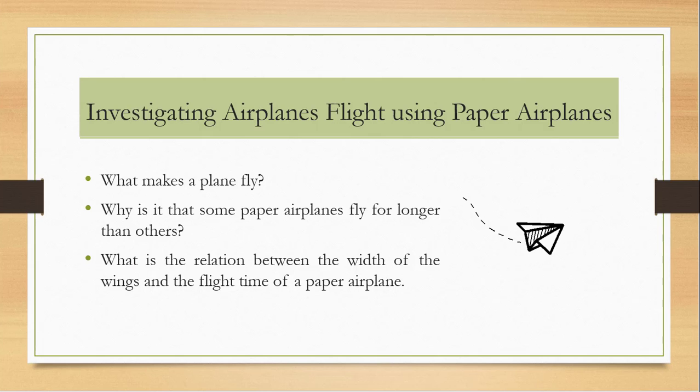Lately, I have wondered what makes a plane fly, and why is it that some paper airplanes fly farther and longer than others. The width of the sheet used to build paper airplanes is a factor for the flight time of any paper airplane. In this experiment, I'll be able to identify the best width of a paper sheet to achieve the longest possible time of flight by changing its width to see how it affects the time of flight.